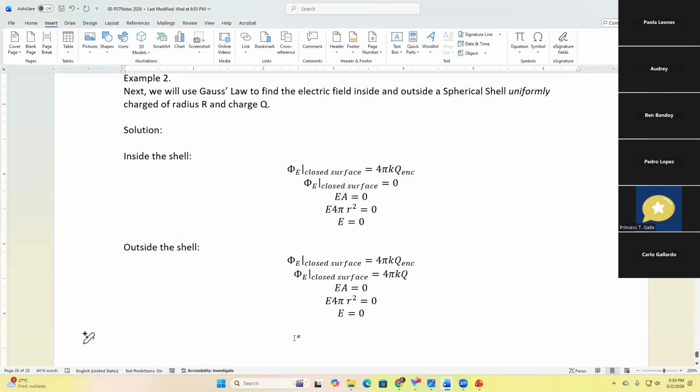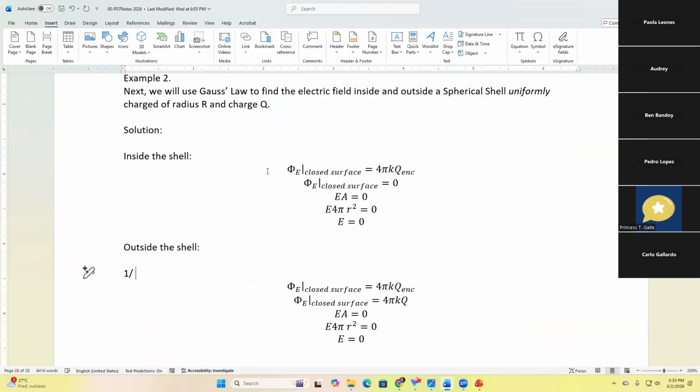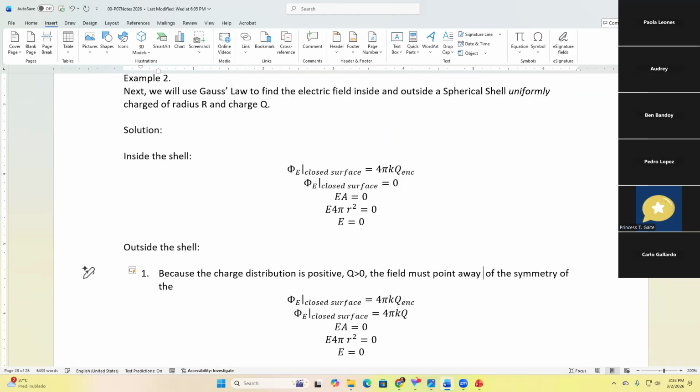So here you go. Outside the shell, 1, because of the symmetry, because the charge distribution is positive, Q greater than 0, the field must point away from the spherical shell.